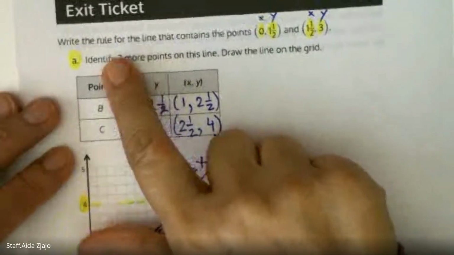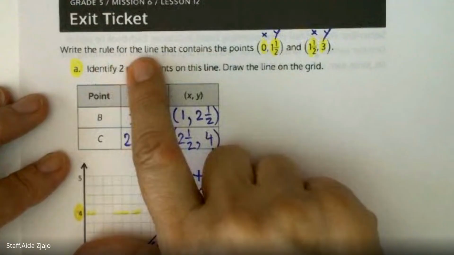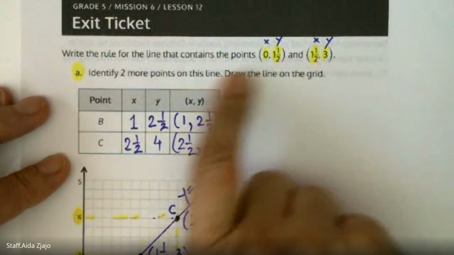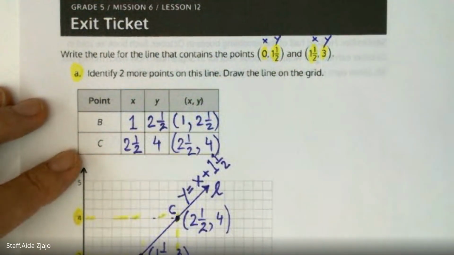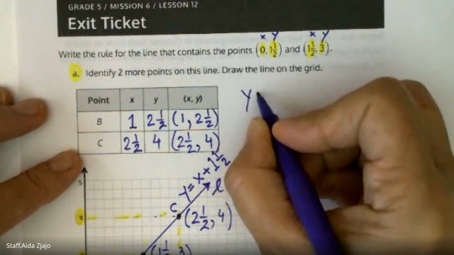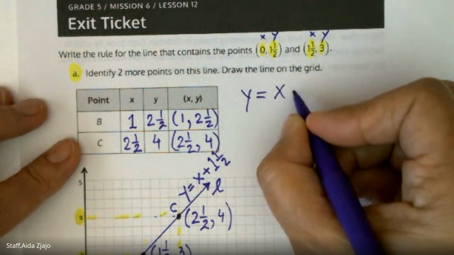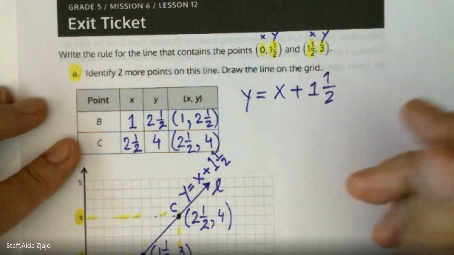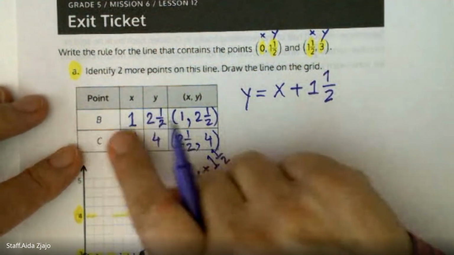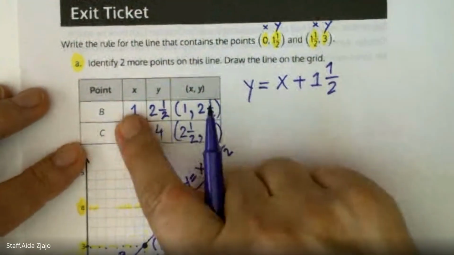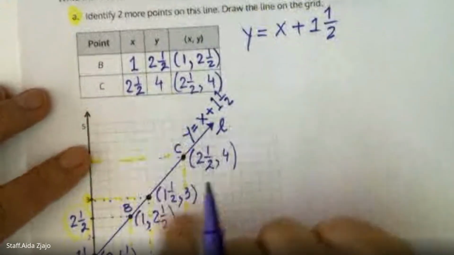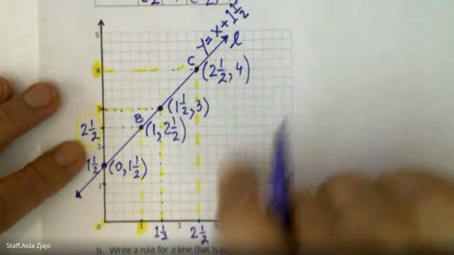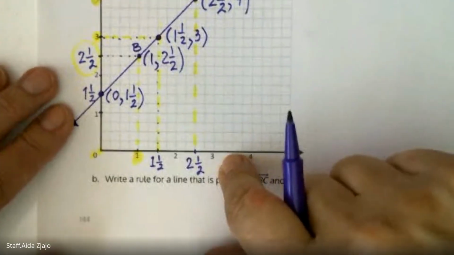All right. So here they ask for the rule for the line that contains the points. So we found the rule. The rule is y equals x plus 1.5. And we needed to locate 2 more points. We did those, and that is the line L. Okay, let's see what part B they want us to do.